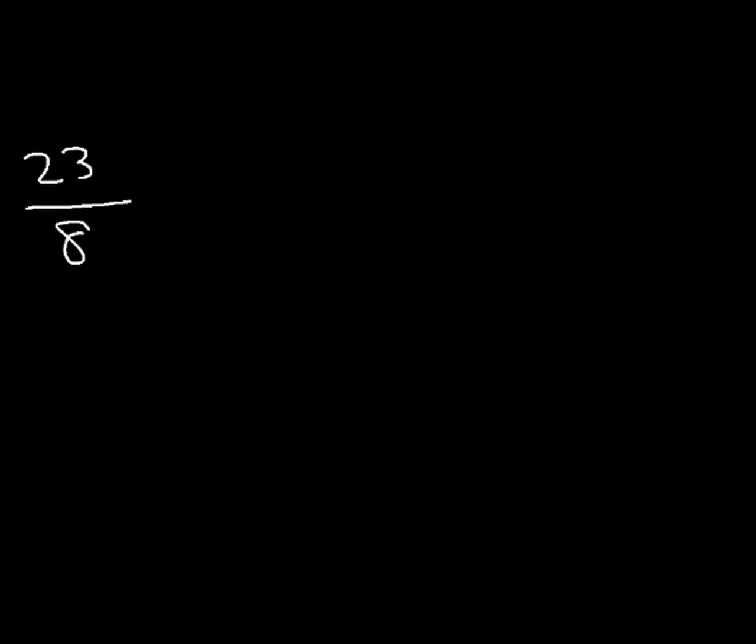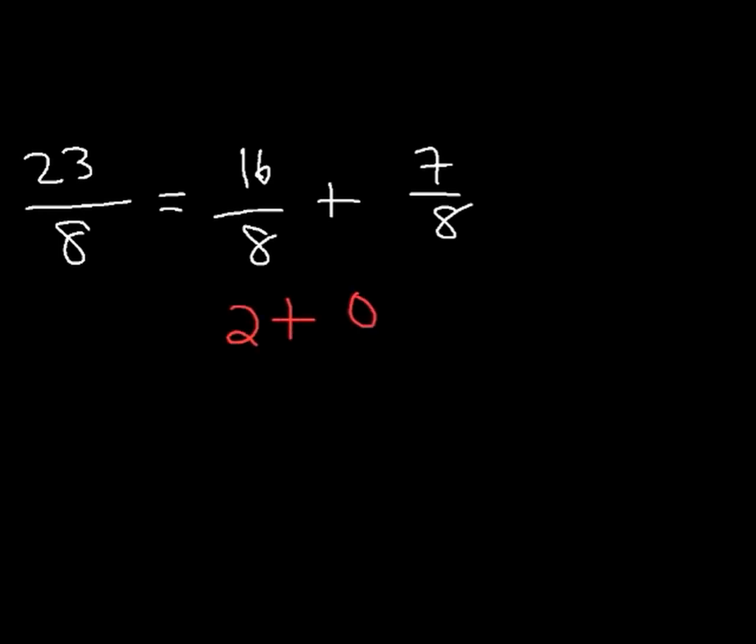Try this one, 23 over 8. So multiples of 8 are 8, 16, 24. 24 is too high, so we'll stop at 16. 23 minus 16 is 7. So 16 divided by 8 is 2, and 7/8 as a decimal is 0.875. So this is 2.875.